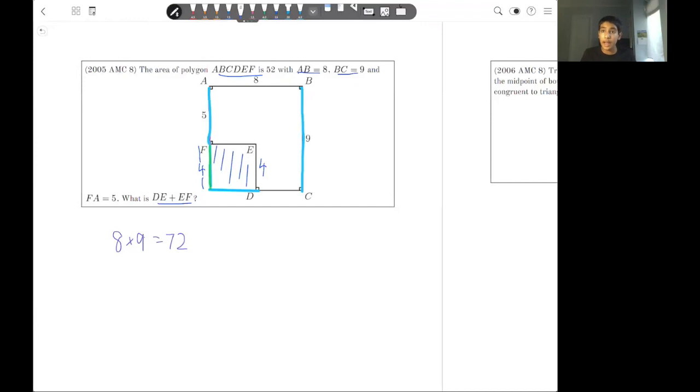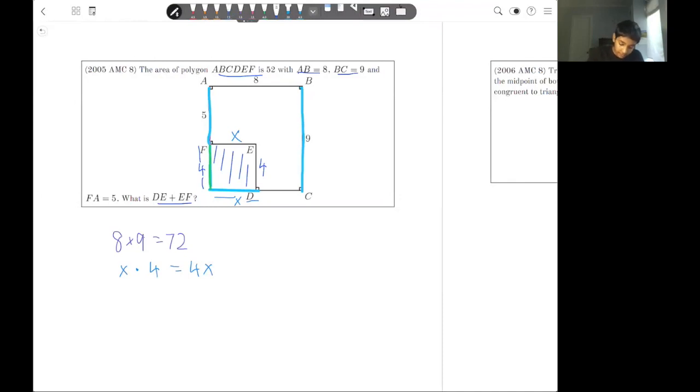Whenever you have a random length, or random anything for that matter, in any type of problem that you don't know how to deal with, a classic strategy is just to assign it a variable, maybe x. So then this length will also be x. Now what is the area of FED? It's just going to be x times 4, or 4x. So that's the area of the part that we cut off. So the area of the part that we cut off is going to be 4x.